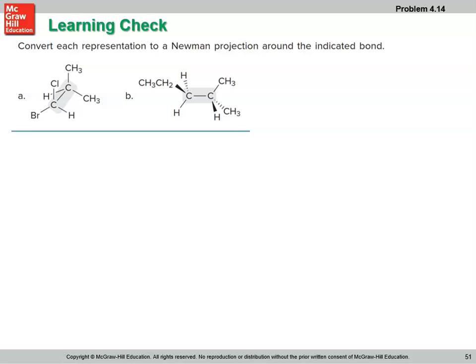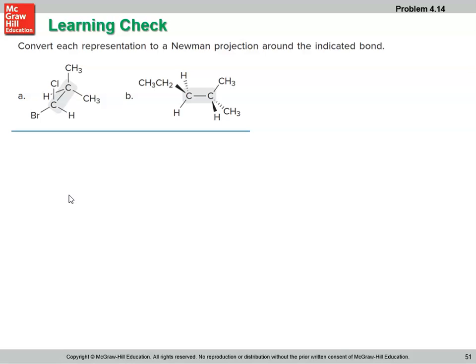So I would pause here and read this question. We're going to convert these structures into Newman projections around the bonds that are highlighted. Take a second, seriously, get a piece of paper, do this. This is going to help with practicing for quizzes and exams, and it'll make you able to visualize these Newman projections much better.